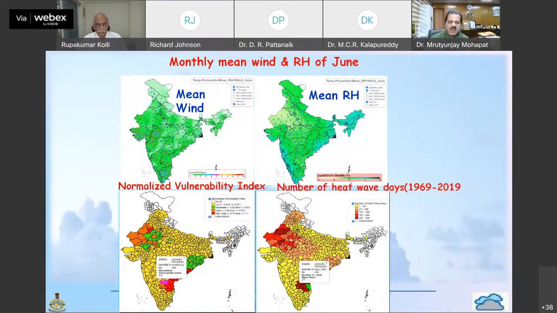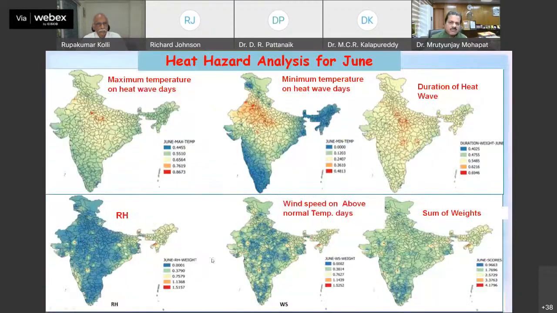You can find out in the central part of the country how vulnerable it is towards the heat wave conditions, even when there is monsoon. We also try to develop some kind of heat hazard analysis for the month of June, as shown here, considering various parameters. For example, maximum temperature or minimum temperature, duration of heat wave, relative humidity, and wind speed above normal temperature days, and all the weights we consider, to do a zonation of various types of districts in the country, depending upon all these parameters.